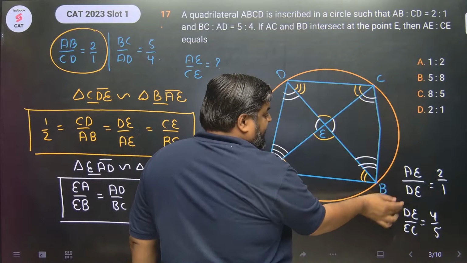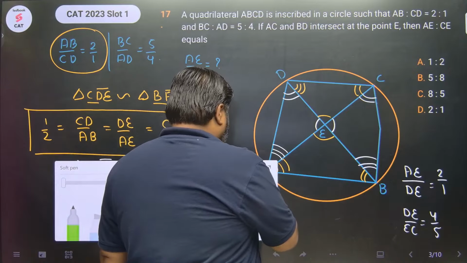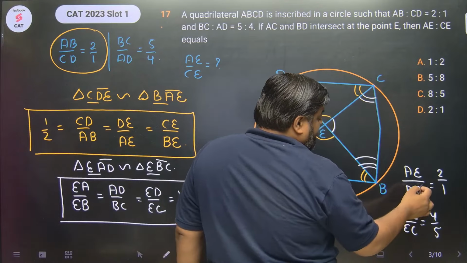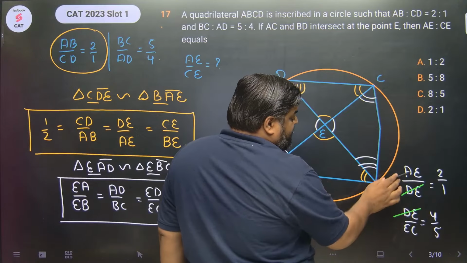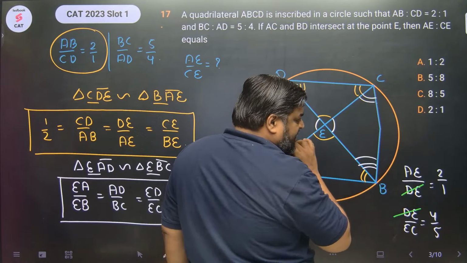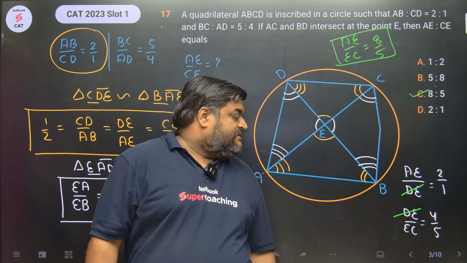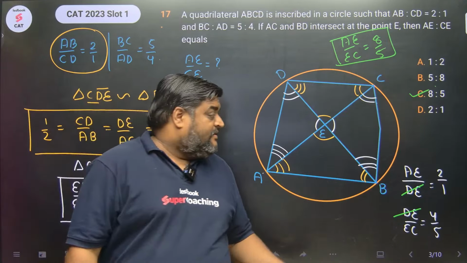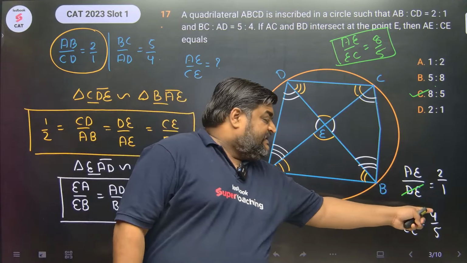If we multiply these two, what will we get? DE is in the denominator in one and the numerator in the other, so it will cancel out. So we get AE by EC, which is equal to 4 into 2, 8 by 5. AE by EC would be 8 by 5. Basic similarity, right? Sorted. On multiplying these two, DE would be cancelled, AE by EC would be left on the left hand side, and on the right hand side you will have 8 by 5. Got it?